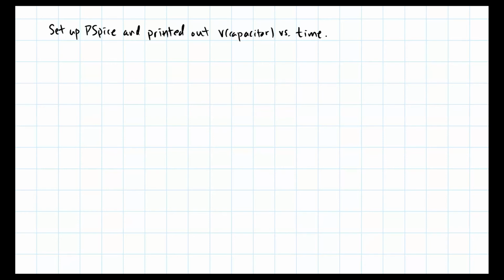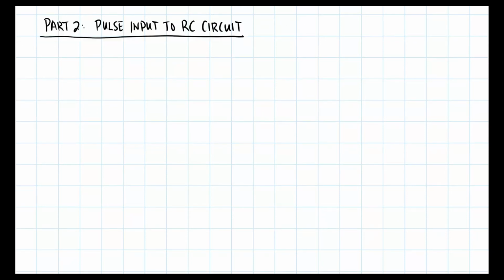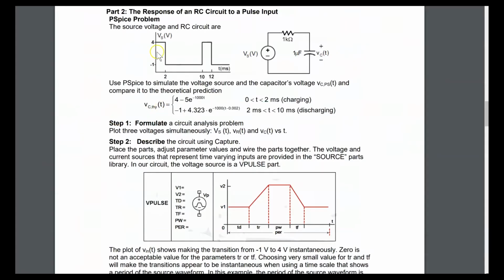So your job now is to go do part 1 with the inductor. Part 2, the pulse input to RC circuit. We are now looking at trying to produce this square wave. It turns out by having a square wave like this, we can get rid of switches. And so this is essentially a very, very good switch.